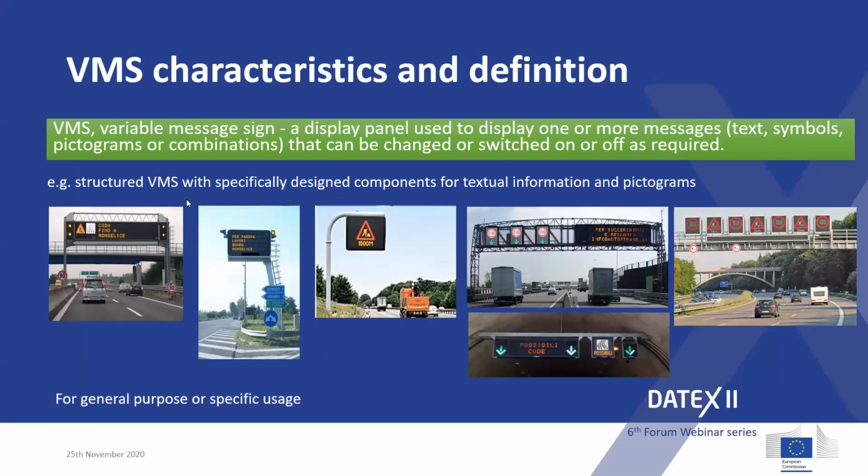These are structured VMS with specifically designed components for textual information and pictograms. So text and two pictograms, only text, only pictogram, compound pictogram and text part for management of different zones, for instance, for lane control system in dynamic lane management, tunnel management as well with traffic lights for the tunnel, and the textual and pictogrammic information, and also other kind of lane management by pictograms.